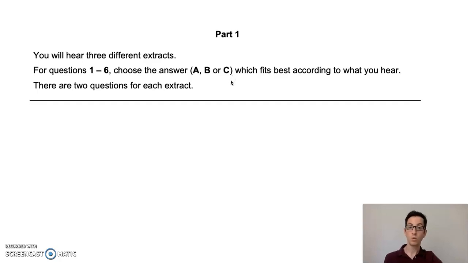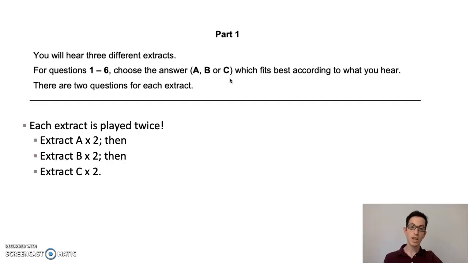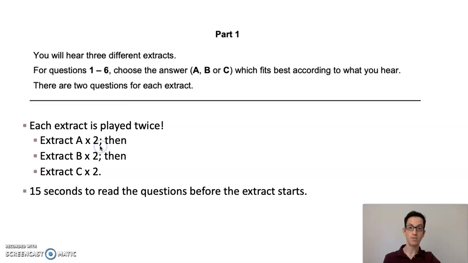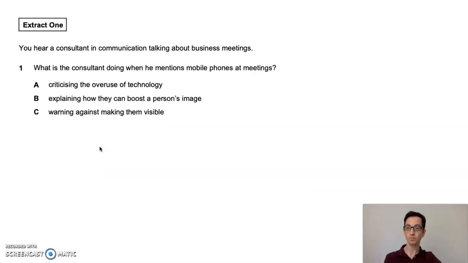Some other things to know which could be useful: you'll hear each extract twice before moving on to the following extract. So you'll hear extract A twice, after that you'll hear extract B twice, and so forth. Before each extract, you'll also get 15 seconds of reading time, and you should use that time carefully to make sure that you know what to expect in the coming extract. So let's take a look at an example question.